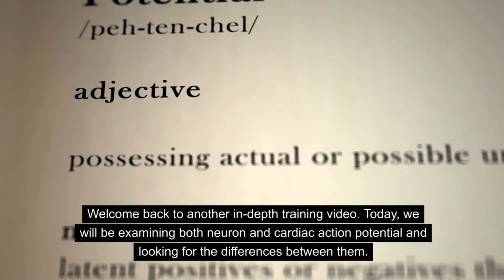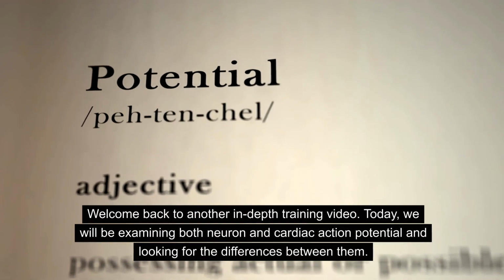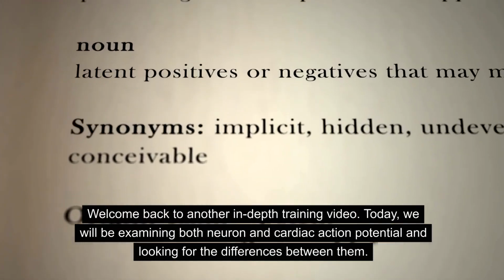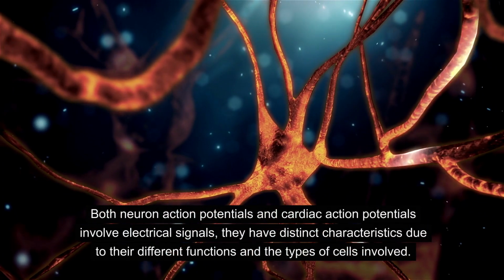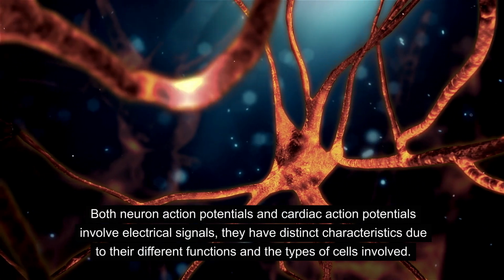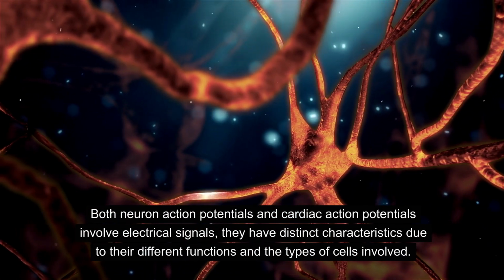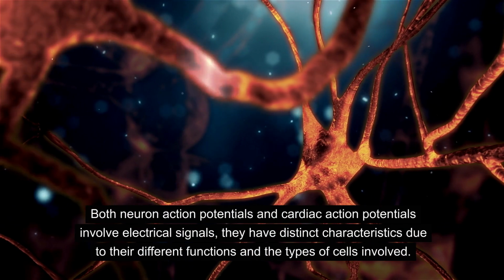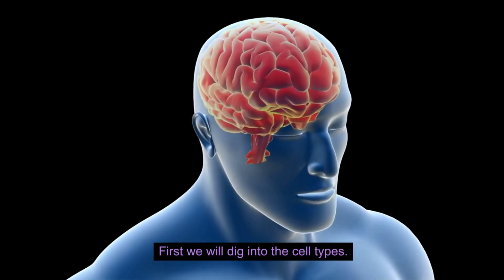Today we will be examining both neuron and cardiac action potential and looking for the differences between them. Both neuron action potentials and cardiac action potentials involve electrical signals. They have distinct characteristics due to their different functions and the types of cells involved. First, we will dig into the cell types.